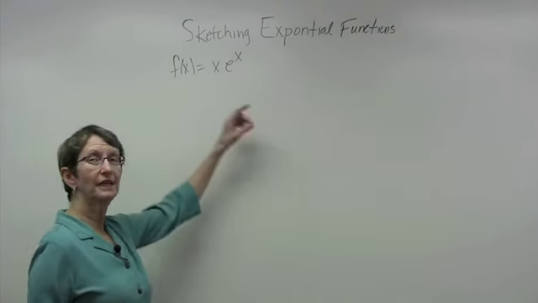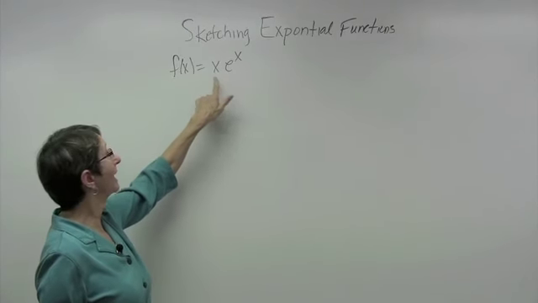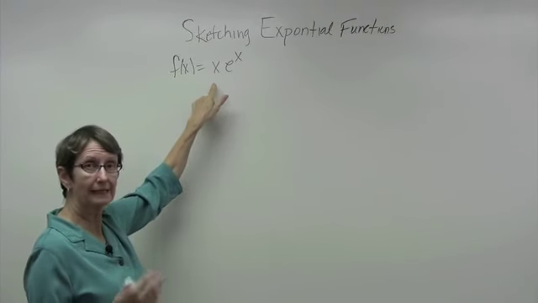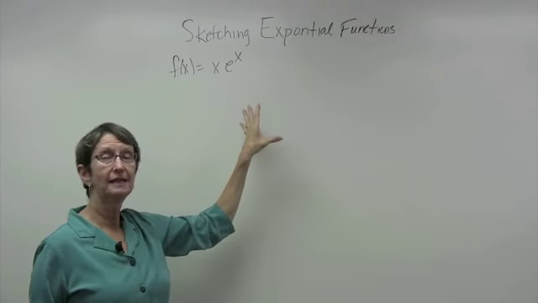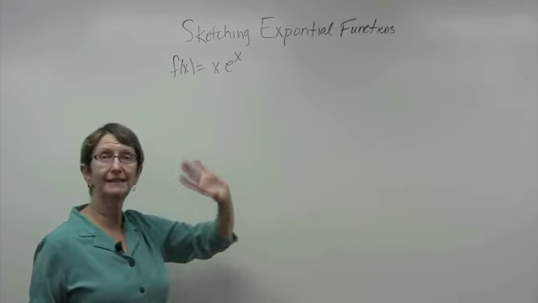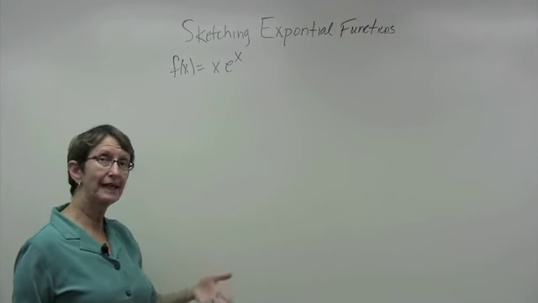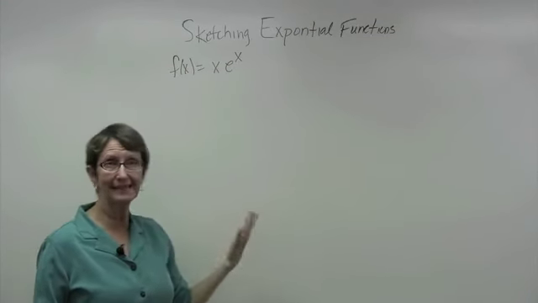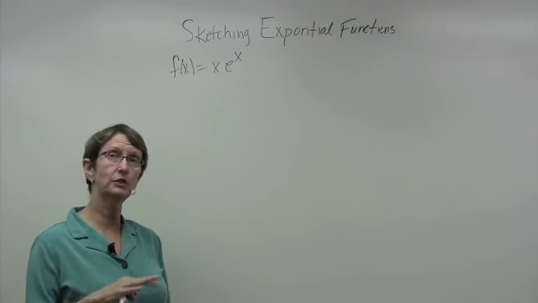Let's look at a function that involves the product of an exponential function and a polynomial. x is a polynomial, x to the first. So this section is sketching exponential functions, but they can be connected with other things. Of course it's more complicated than just sketching f of x equals e to the x. Because of that, we use the calculus, we use derivatives, asymptotes, everything that we've learned to get an accurate sketch of this function.